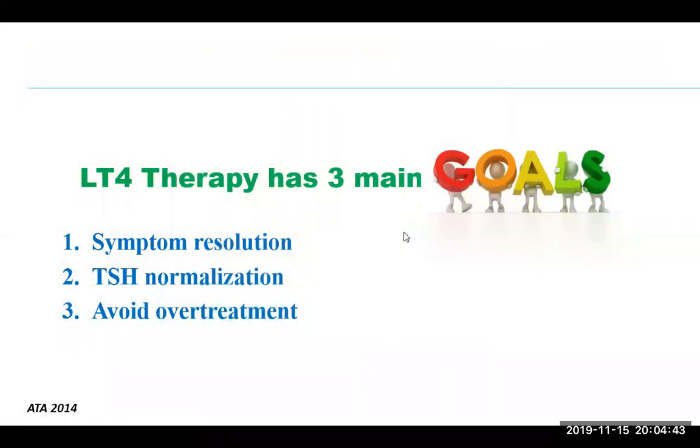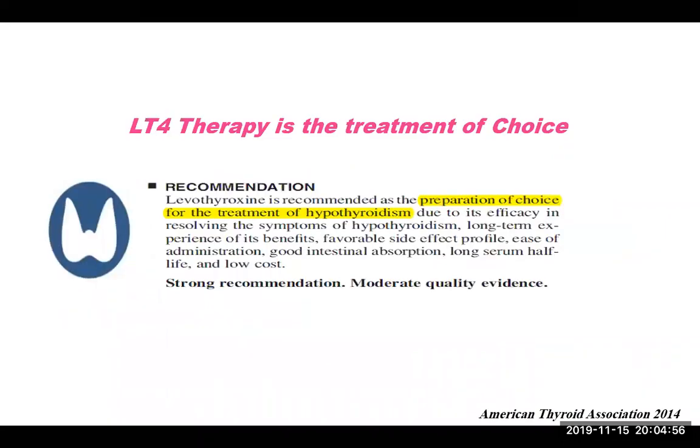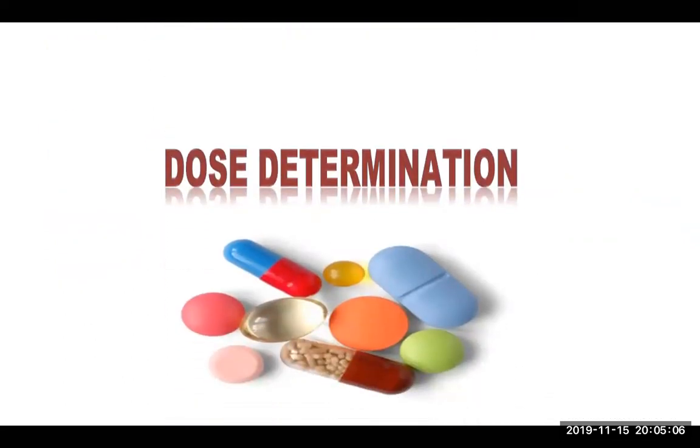This is some slides from previous lectures. The main goals of treatment of hypothyroidism are symptom resolution, normalization of TSH, and avoiding over-treatment. And of course, the main line of treatment is levothyroxine, with no role for triiodothyronine, no role for T3 replacement therapy.